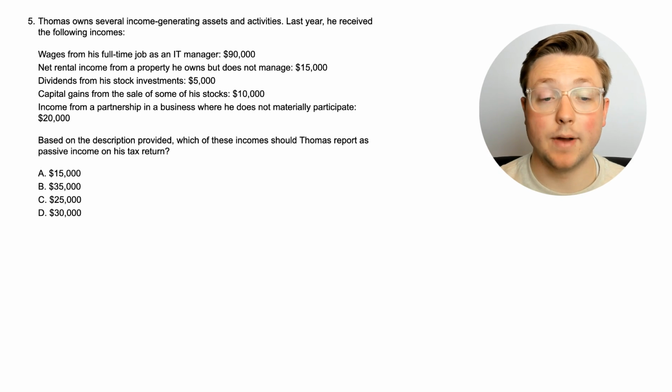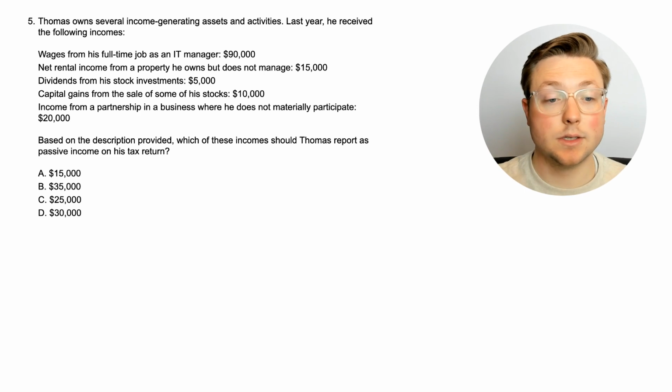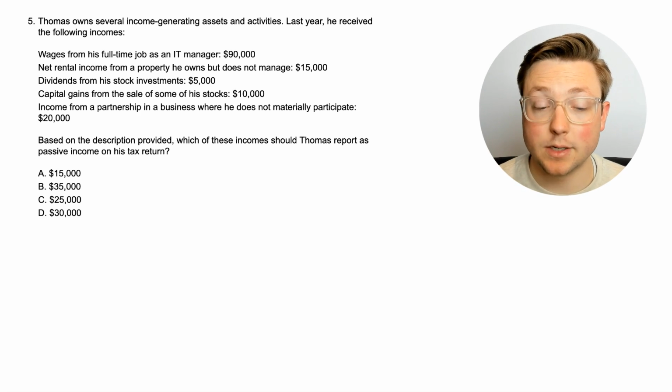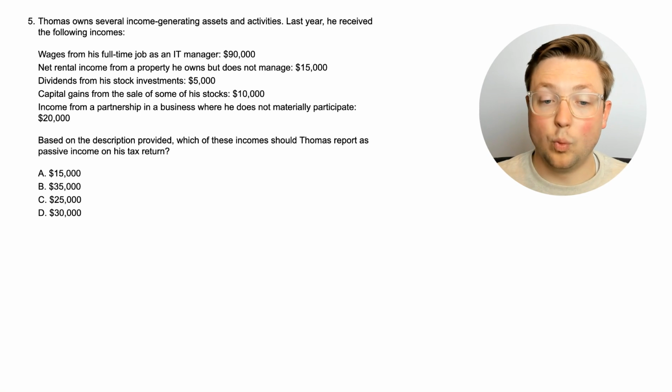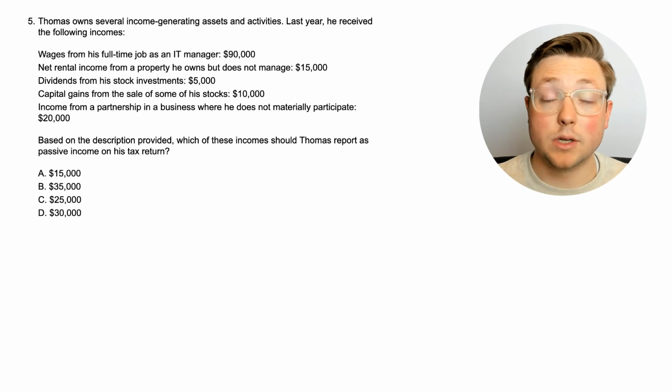Okay, here is question 5. Thomas owns several income generating assets and activities. Last year, he received the following incomes. He had wages from his full-time job, net rental income, dividends, capital gains, income from a partnership where he doesn't actively participate. And so based on all that, what of that is considered passive income? Now this is recalling the first question where we talked about what is considered passive income. So go ahead, pause the video, see if you can remember what we learned from that first question and do the calculation.